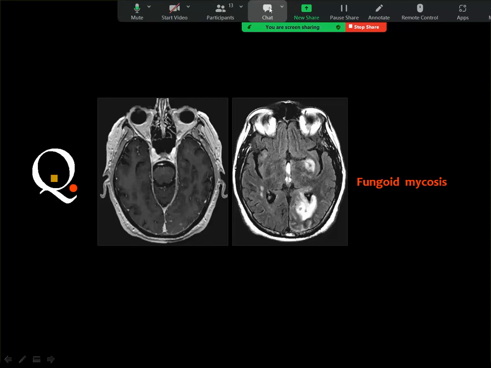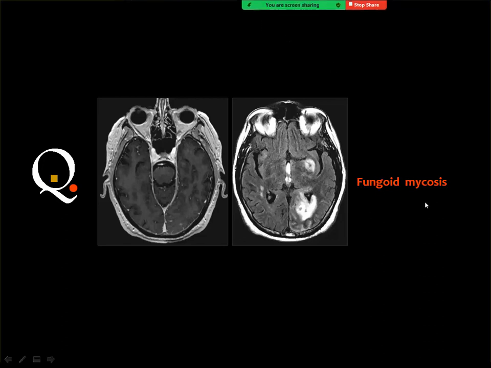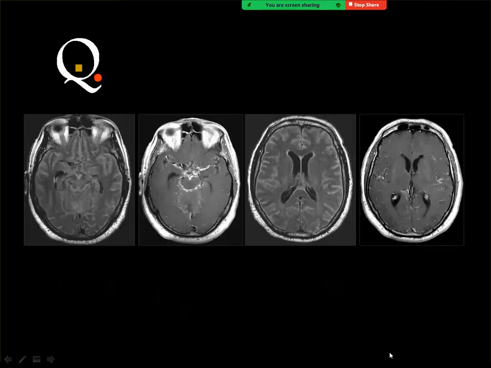But if you do not know, this fungoid mycosis is lymphoma of the skin. If the patient is known to have lymphoma of the skin, then you know that these periventricular lesions will represent a lymphoma as well. And sometimes the lymphoma may show very weak or even very faint contrast enhancement. And then the next case is a series of brain study, including the FLAIR images, the T1 post contrast.